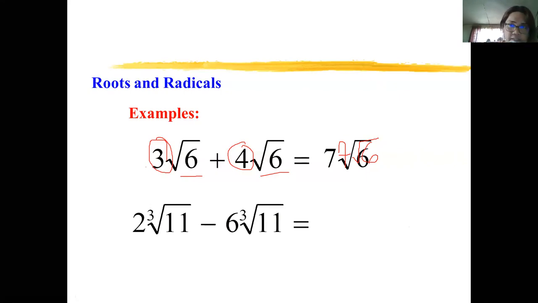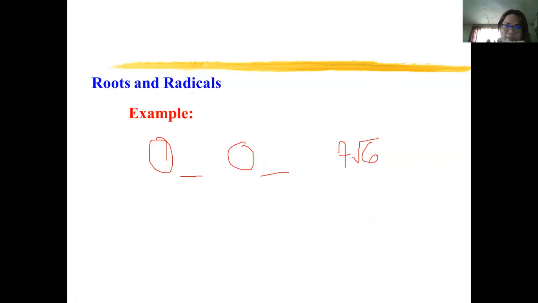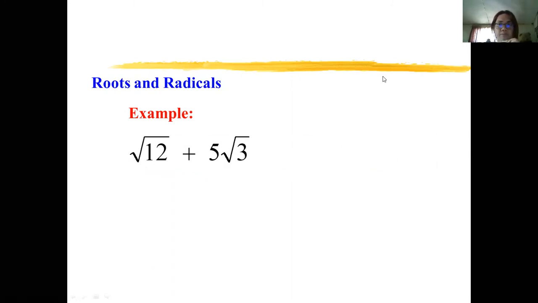2 minus 6 is negative 4, and then the cube root of 11. Look at the same answer. I hope everybody got the same answer. So I'll just clean this one first. Now, let's proceed to another example.